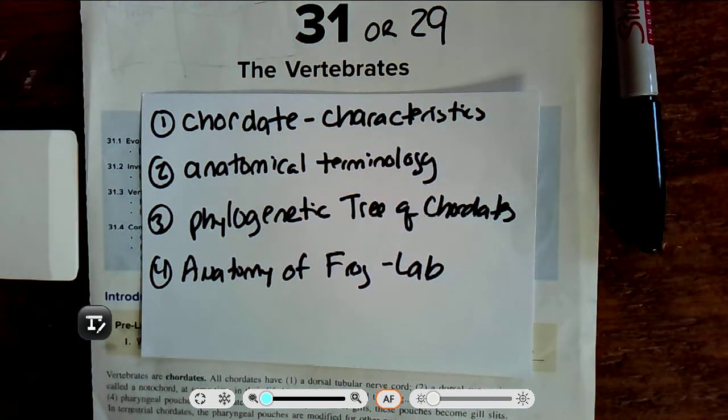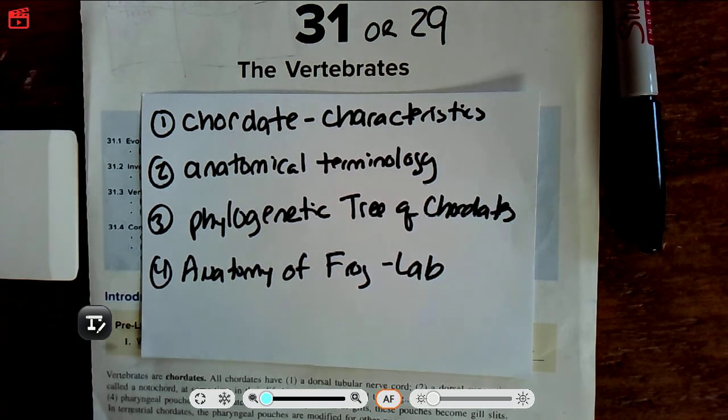This is the pre-lab for the vertebrates, lab 31 or lab 29, depending on the edition of the textbook that you have. So what I'm going to do is go over chordate characteristics, a little review of some anatomical terminology that you'll find in the lab. We'll take a look at the phylogenetic tree of chordates, which is in your lab, and then we'll talk briefly about the anatomy of the frog.